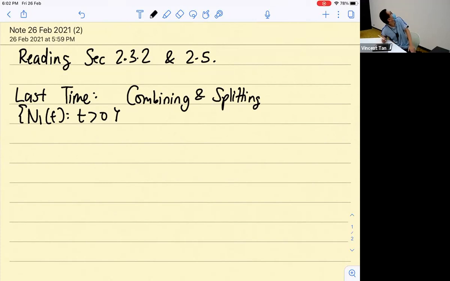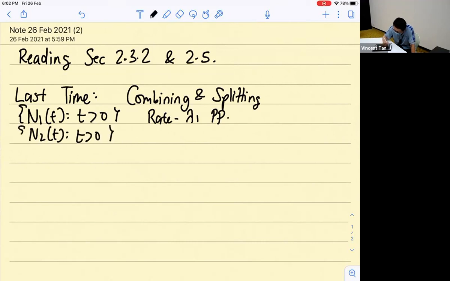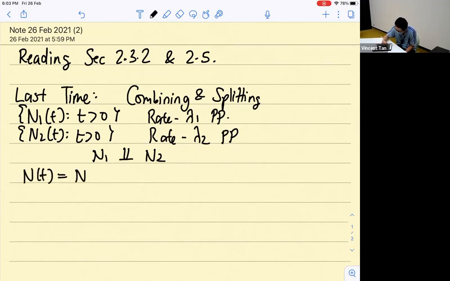So we have N1 of t, a rate lambda 1 Poisson process, and N2, a rate lambda 2 Poisson process. The important thing is that N1 is independent of N2. So these two Poisson processes are independent, and now I can create a new process at each point in time, the sum.